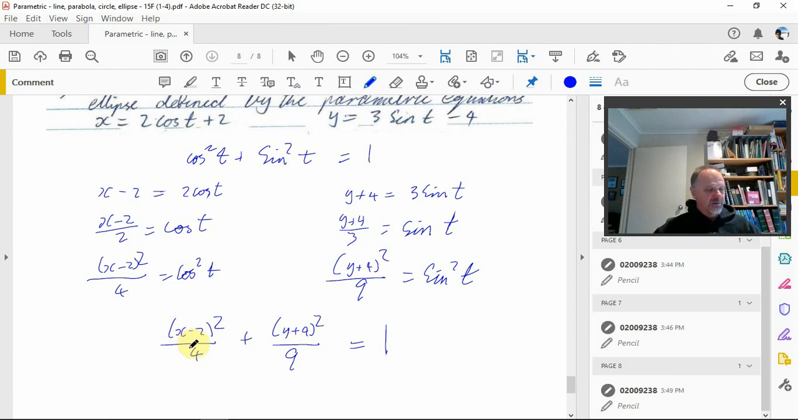Alright, starting to waffle on a bit. So there's a few more things we can do with parametric equations, but I'll save some more for next time. For the circles and the ellipses, we're making use of the Pythagorean identity that we've done before.